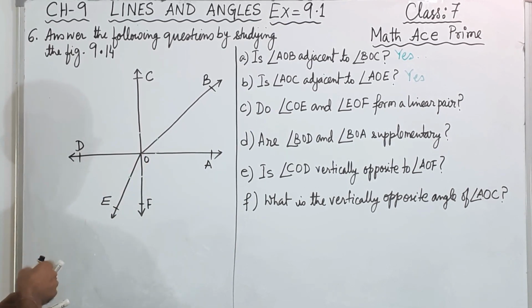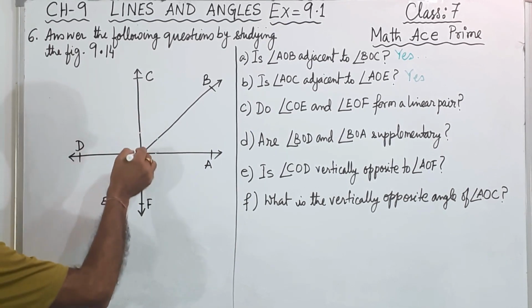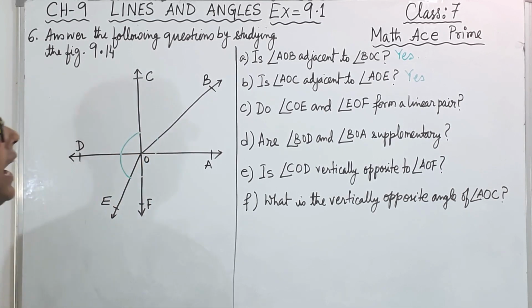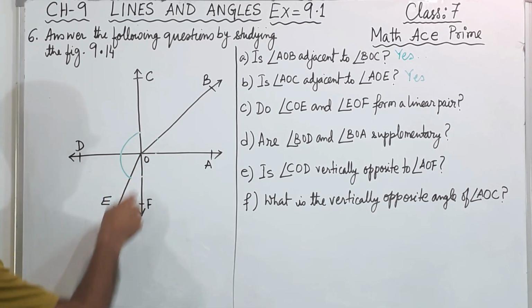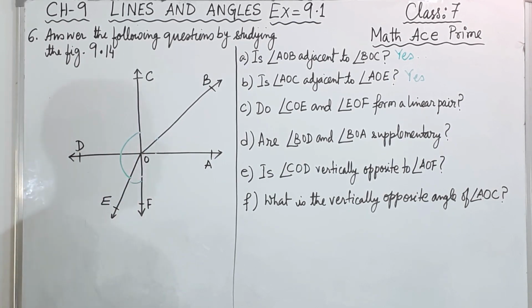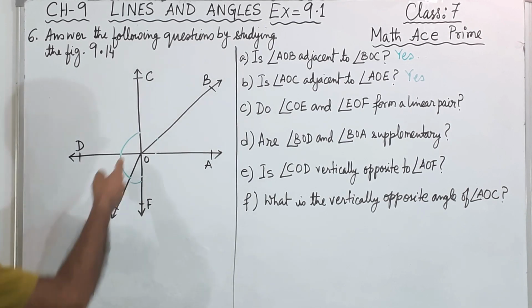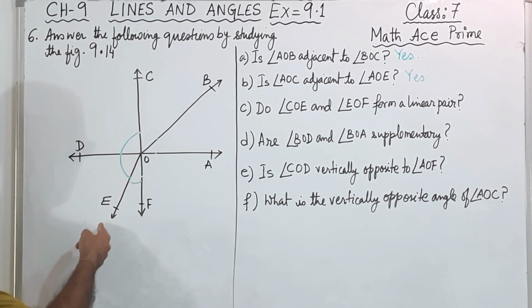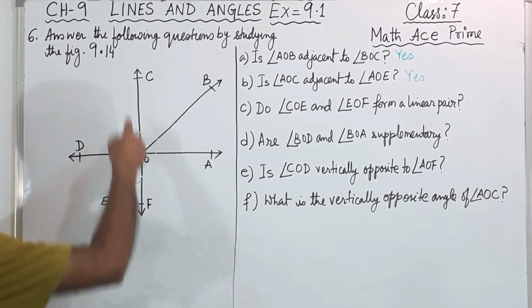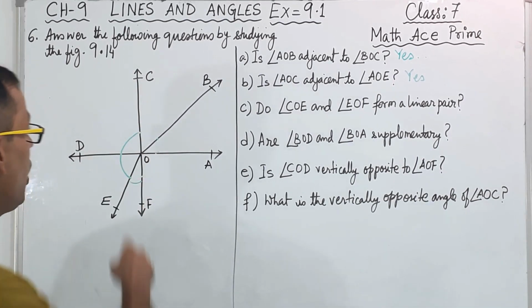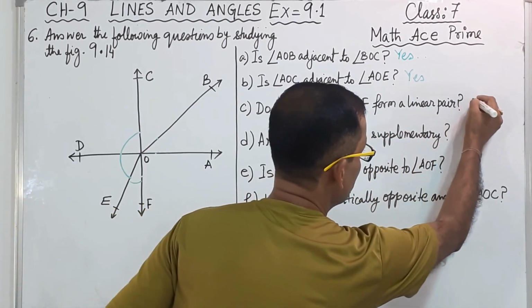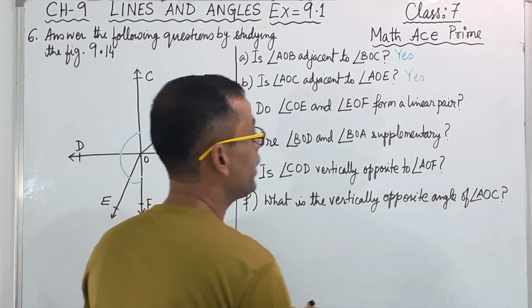So let us do COE. That means this one from here to here. And then what? EOF. Yes, EOF. So they have a common vertex O, and you can see this is the common arm OE, and the non-common arms OC and OF, they are opposite rays. So yes, we will say it is forming a linear pair because it is becoming what?